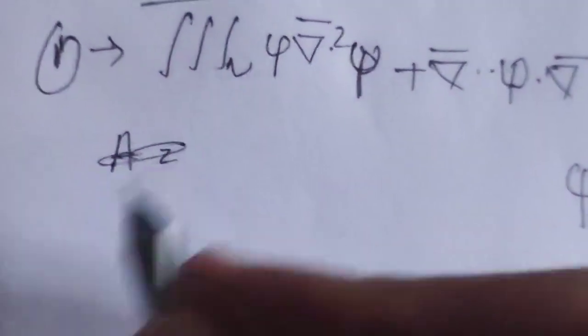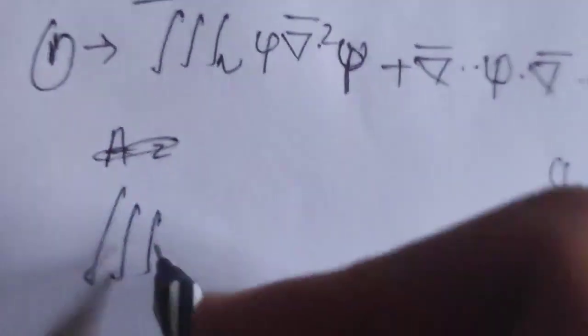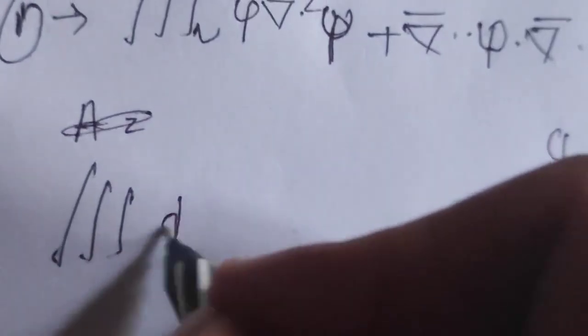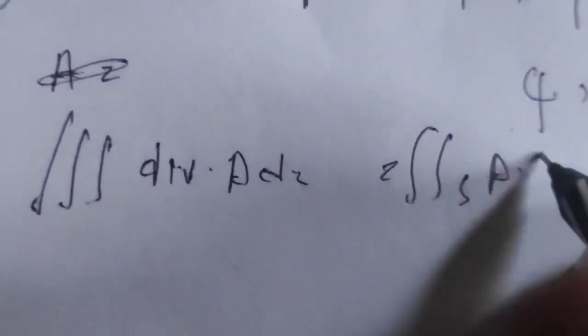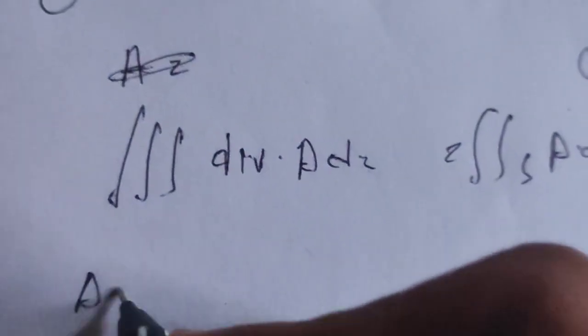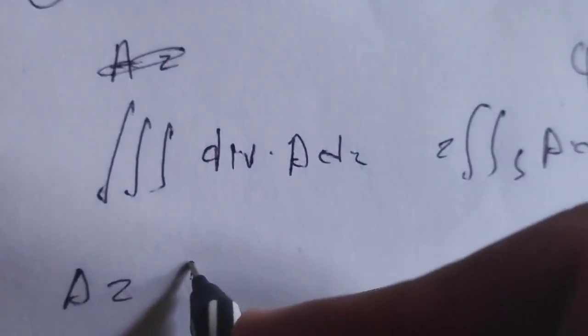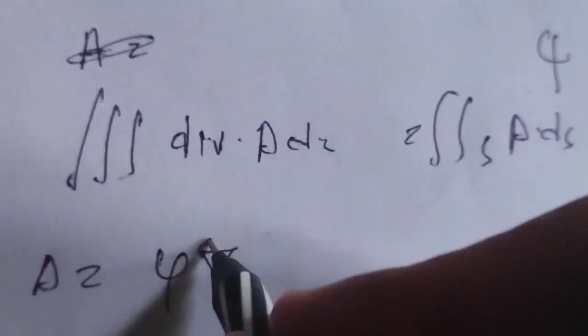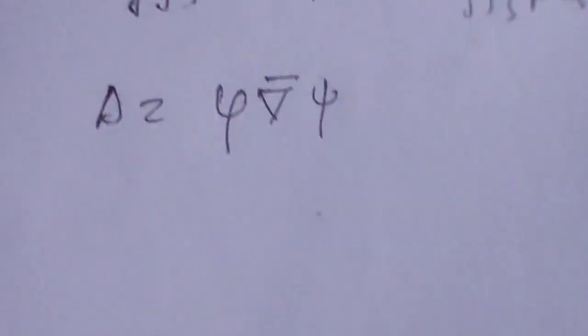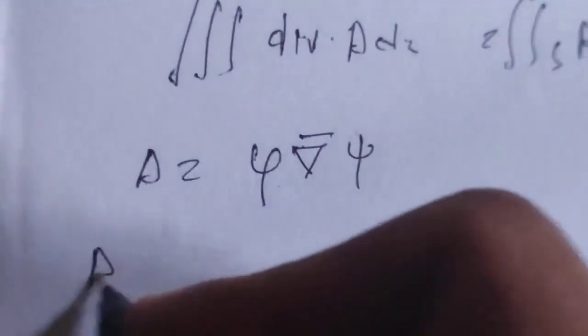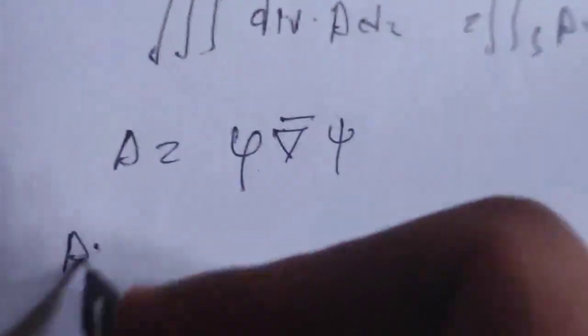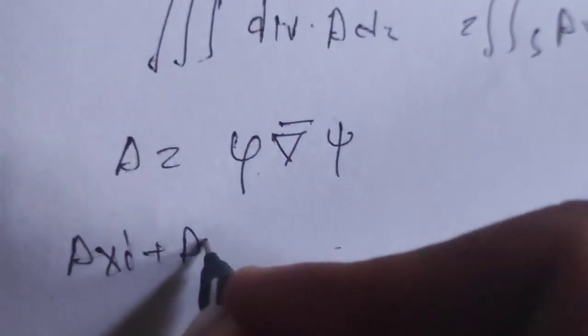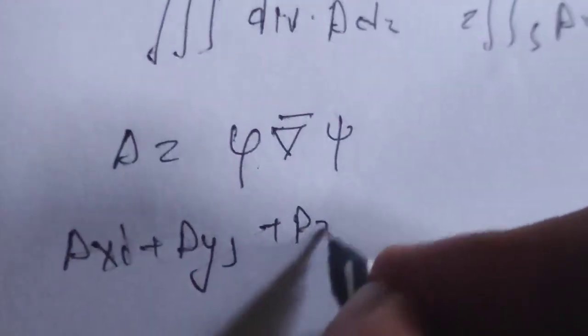So once again, we know the Gauss theorem. The Gauss theorem says how we convert the volume integral into a surface integral. So the integral of divergence A dv is equal to the surface integral of A into ds. Here let's say A is equal to, for example, phi gradient psi. In component form, A is Ax i cap plus Ay j cap plus Az k cap.